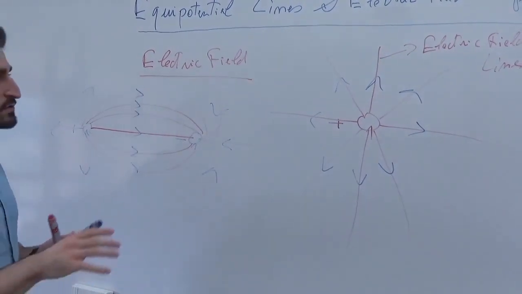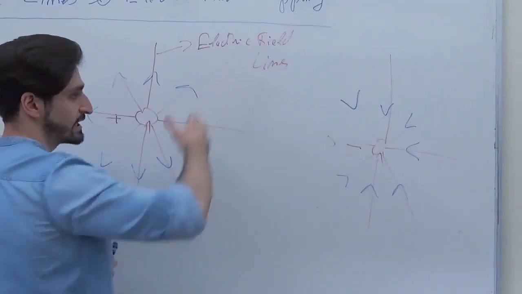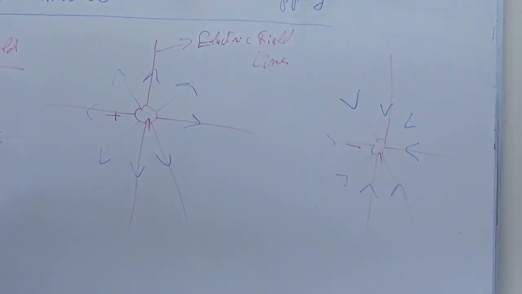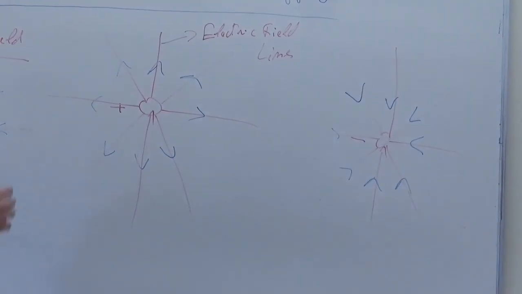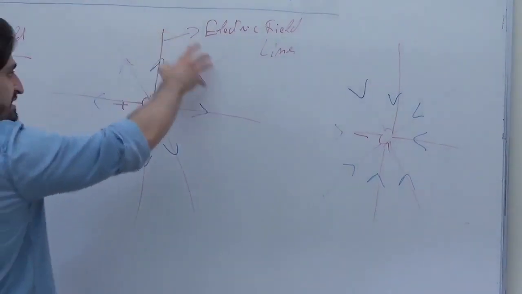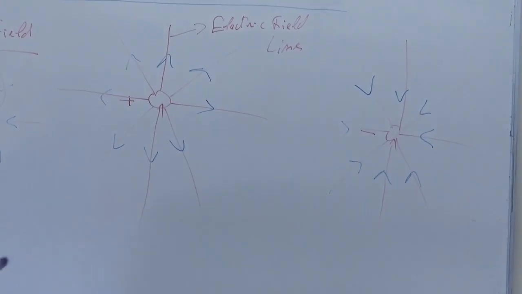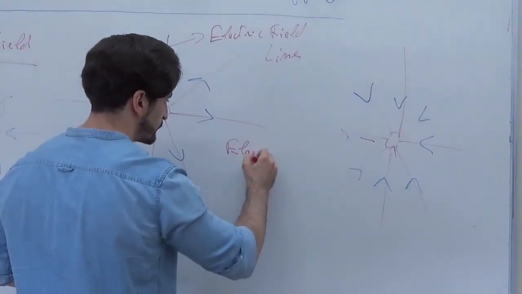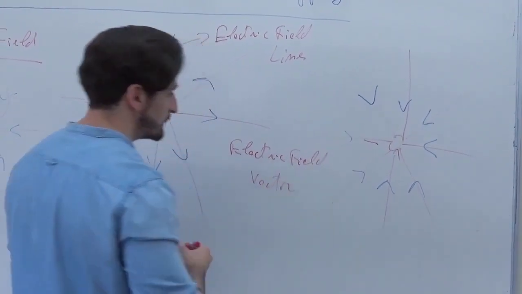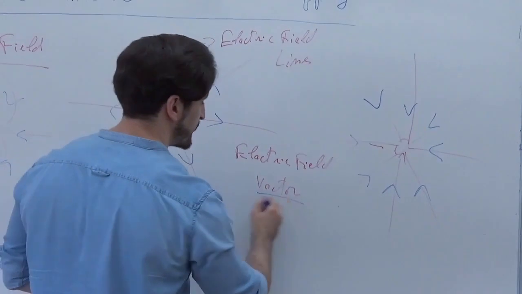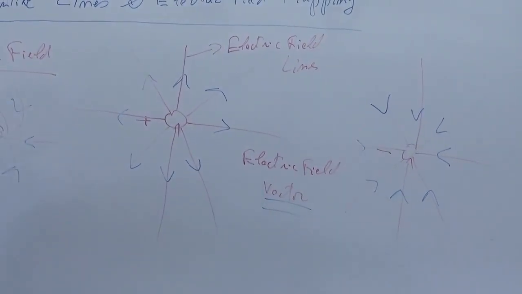Now, there is a notion that you should pay attention to, which is the difference between the electric field lines and the electric field vector. The electric field lines are actually fictitious lines, and their purpose is to indicate the presence of the electric field region around a certain charge. Whereas the electric field vector is actually a vector quantity, meaning that it has a direction and it also has a magnitude.